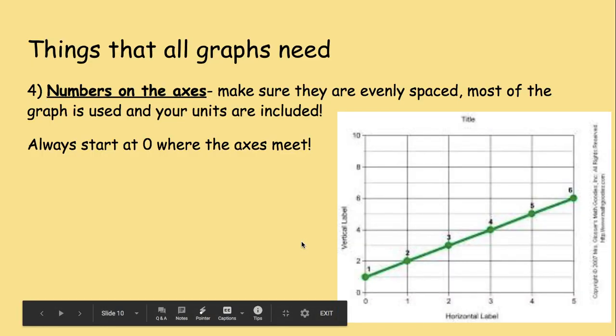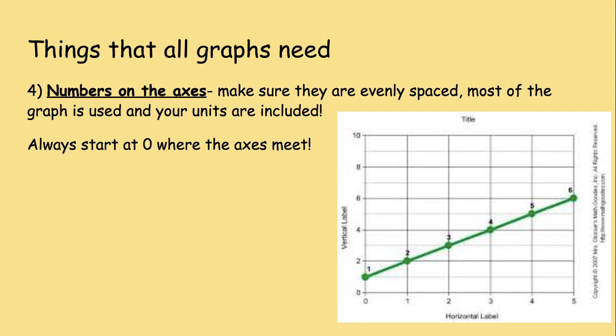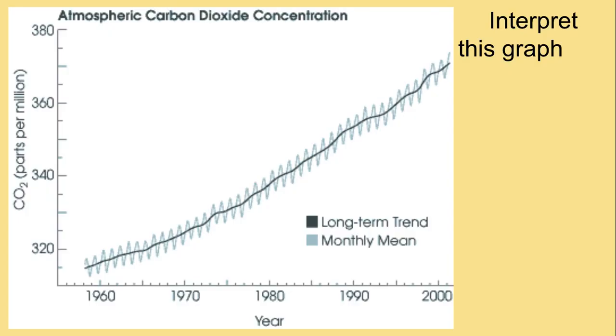All right, so that concludes what we need. We need a title. We need our axes labeled. If we need it, a key. And we'll need our numbers. So with that being said, I'm going to let you go with this practice. You have a couple of practice before you start your assignment. Part of it is interpreting this graph on atmospheric carbon dioxide.